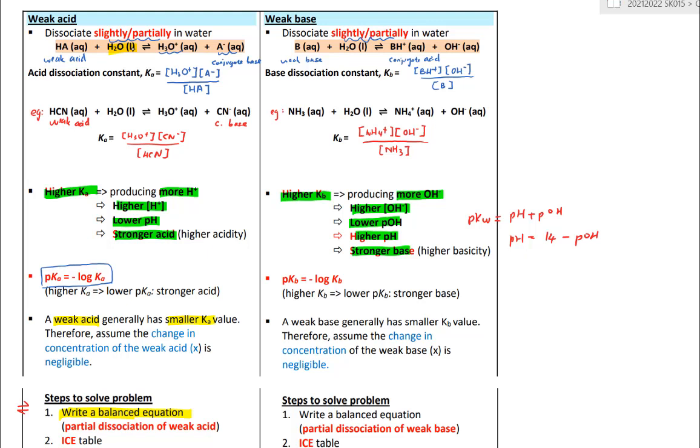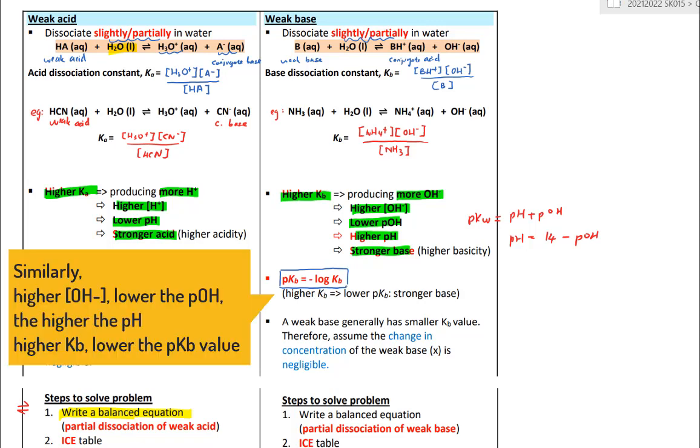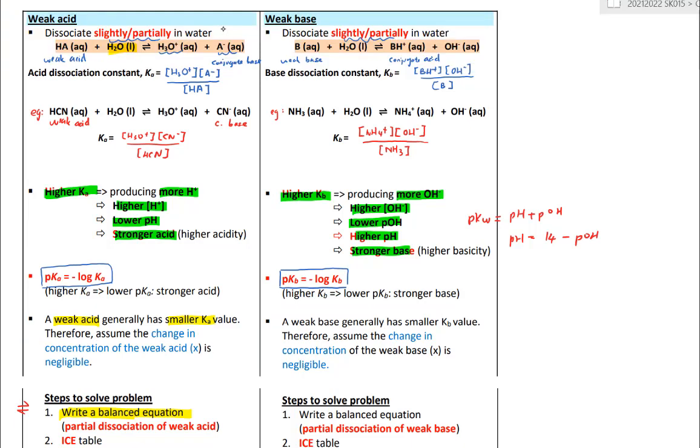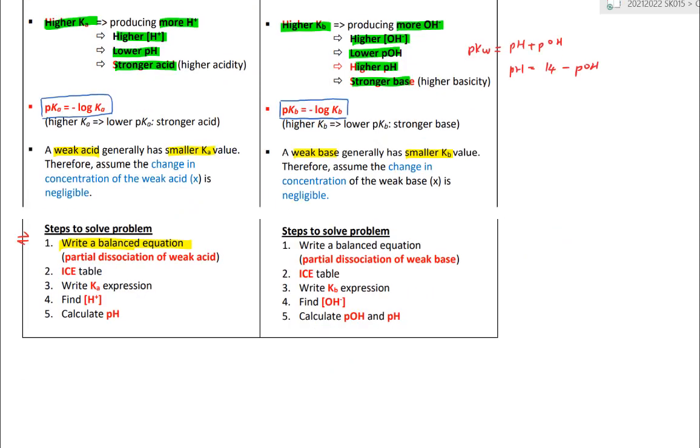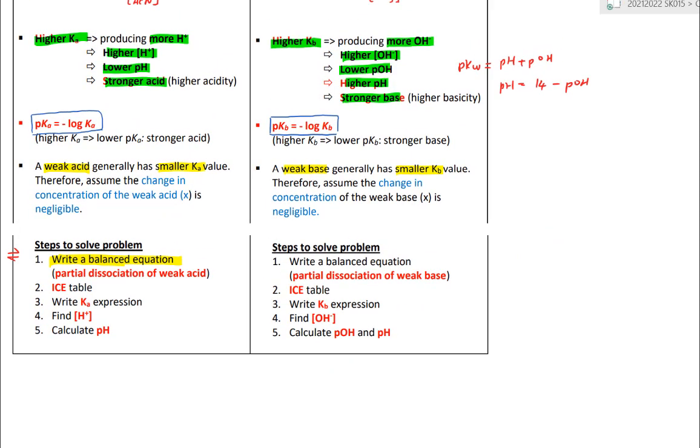The formula that we can use to calculate pKb is pKb equals negative log Kb. The relationship between pKb and Kb is that the higher the Kb, the lower the pKb. Therefore, the base is stronger. We can say that a weak base generally has a smaller Kb value, and therefore we can assume the change in concentration X is negligible. That means we can ignore it. So here are the steps to solve the problem of calculating the pH value of a basic solution.